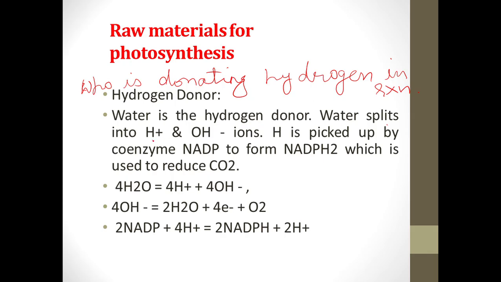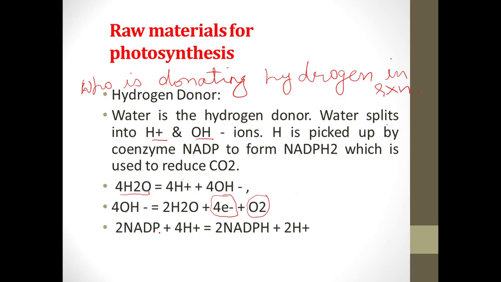Water splits into H plus and OH minus. So here in the water splitting, you can see 4 molecules of hydroxyl and 4 molecules of hydrogen ions. These hydroxyl molecules again break down into 2 molecules of water, and they give 4 electrons plus oxygen. So oxygen is given by the water molecule, which Ruben, Hamid and Kamen proved. So oxygen is formed from water hydrolysis.